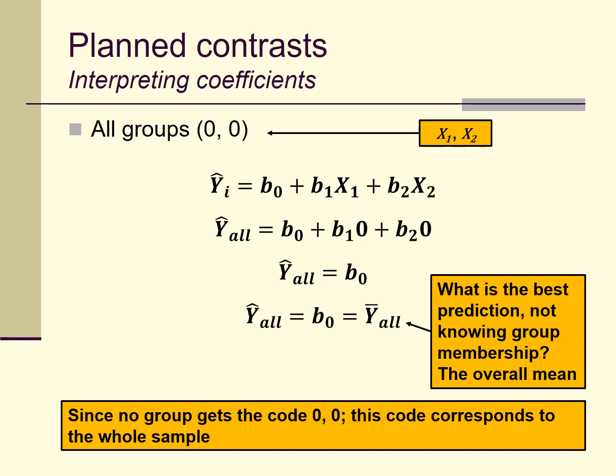So again, we're plugging in 0, 0 for x sub 1 and x sub 2. We're solving, and we're using our understanding that that 0, 0 code corresponds to the overall mean across the sample, or the grand average of all students' scores.